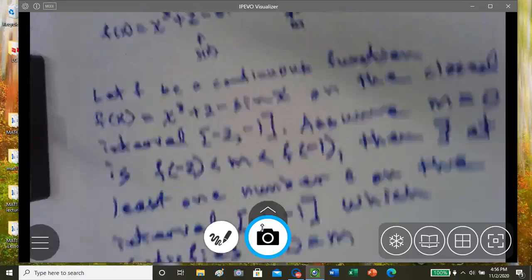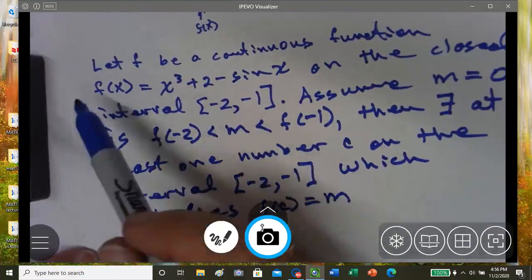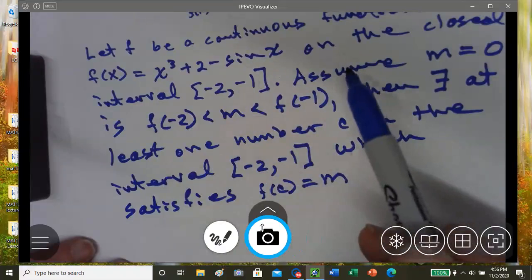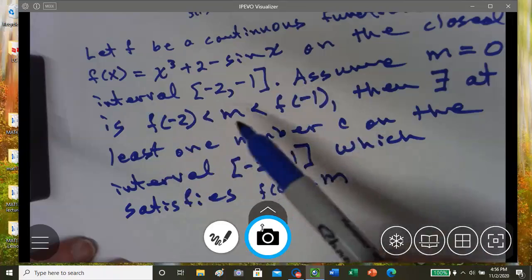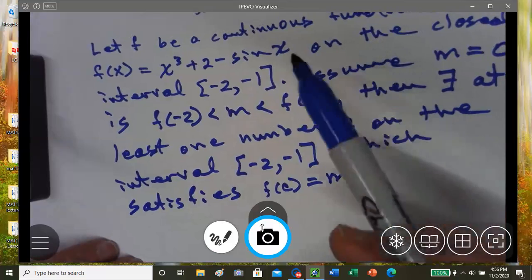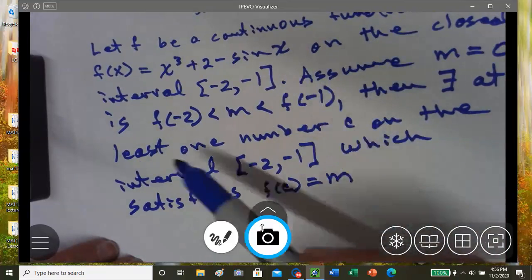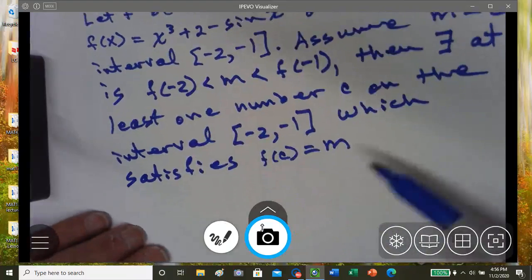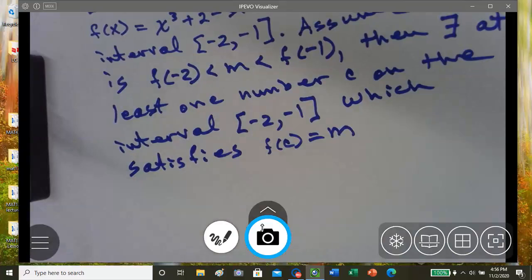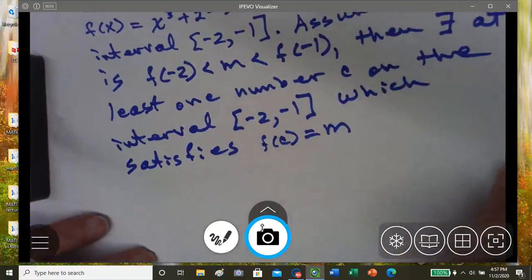All right, so you have to define this. You can't skip this, okay? Because you're proving this function through the intermediate value theorem, and you have to define it. You can't just go to the calculations. You have to define it. Now it doesn't have to be exactly word for word, but it's got to be fairly close.